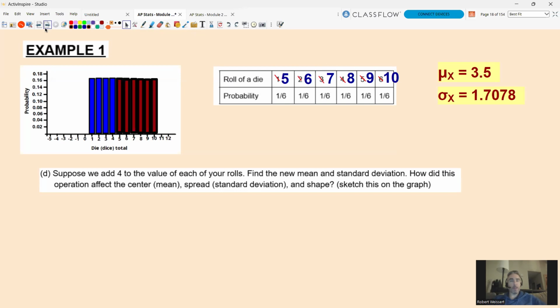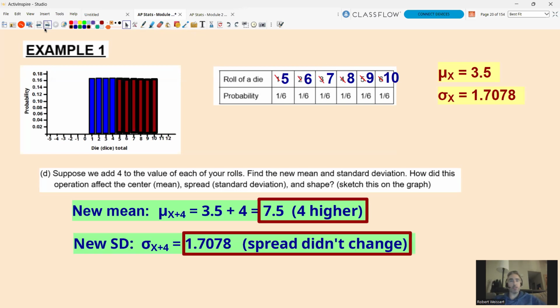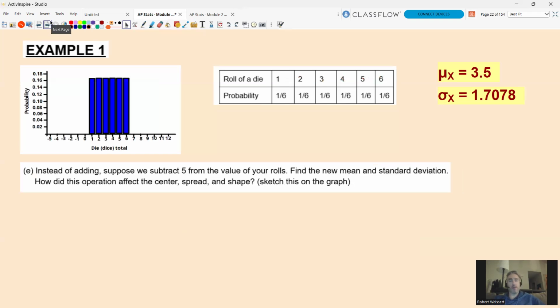Notice that the spread hasn't changed. The mean is a little bit higher. In fact, the mean is just going to be 4 higher, so 7.5. The new standard deviation isn't going to change. It's going to be the same spread, so 1.7078, and the shape's exactly the same. It's still uniform. So adding really doesn't do much other than make sure that the mean is going to be higher.